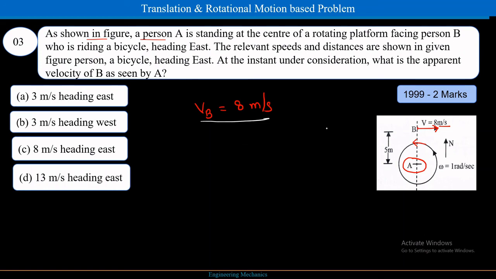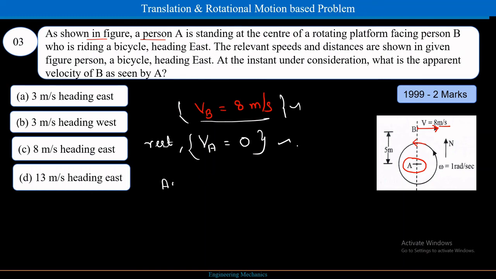Now another question. What is the velocity of person A? It is said the person is standing there. It means it is at rest. So velocity when we are at rest is nothing but 0. This is very clear. So what is the question now? The relevant speed and distance are shown in the given figure. At the instant under consideration, what is the apparent velocity of B as seen by A?